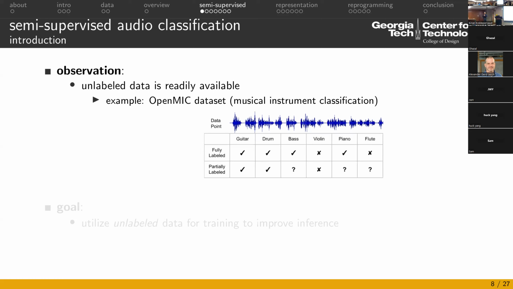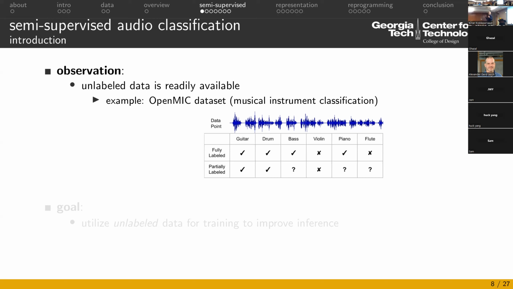All right, so in this case, for the first project, I'm talking about music instrument classification as an example task. And here we have a relatively large data set for this. It's the open mic data set, but it has incomplete labels. That means we have these audio snippets, short audio segments, and we have labels for 20 instruments.